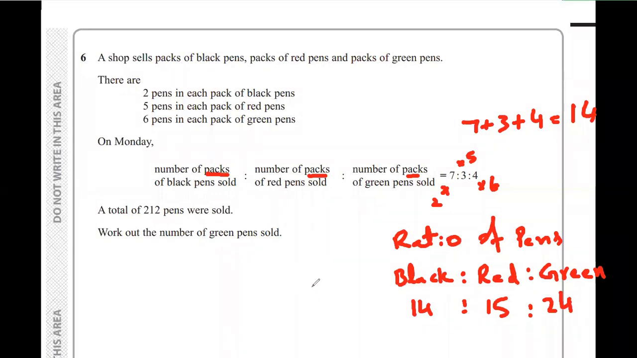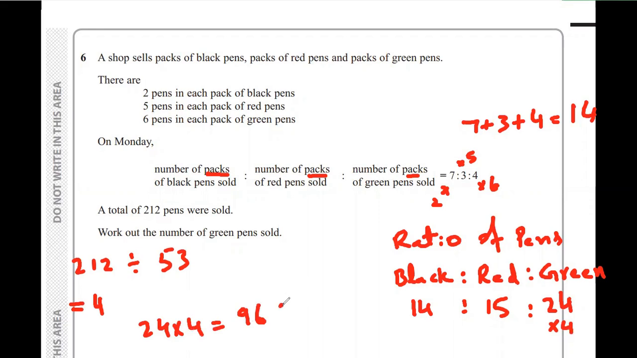And now we need to work out the sum of the ratio. 14 add 15 is 29, 29 add 24 is 53. So now we divide 212 by 53, and that will give me 4. Now, to work out the number of green pens sold, we need to multiply 24 by 4, and we know that 24 times 4 is 96. So 96 green pens.